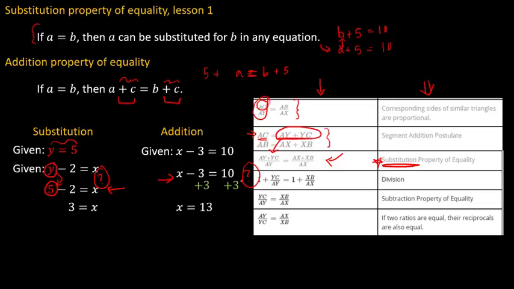Same thing with the other one. We know that AB is equal to AX plus XB, so AB became AX plus XB in this substitution. Okay?